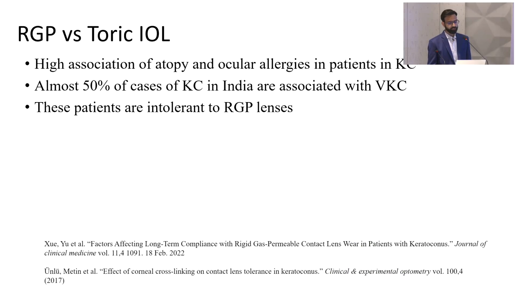So RGP versus toric: most of the patients with keratoconus have some form of allergy going on in their eyes. Some studies show that almost 50% of cases of keratoconus in India are associated with VKC. These patients are extremely intolerant to RGP contact lenses.